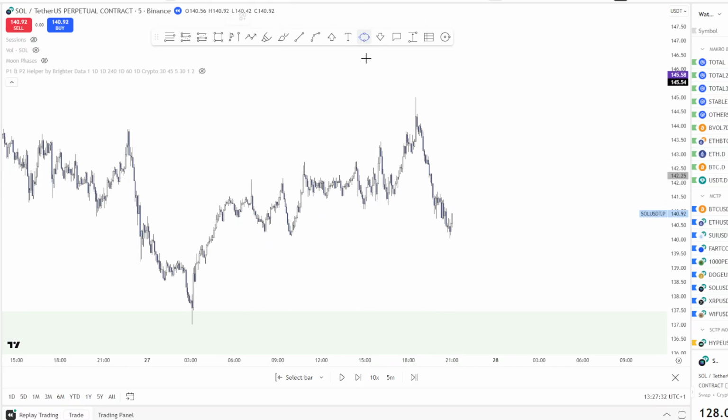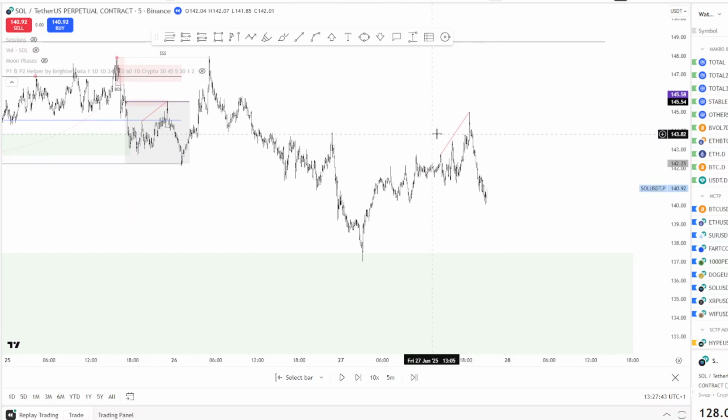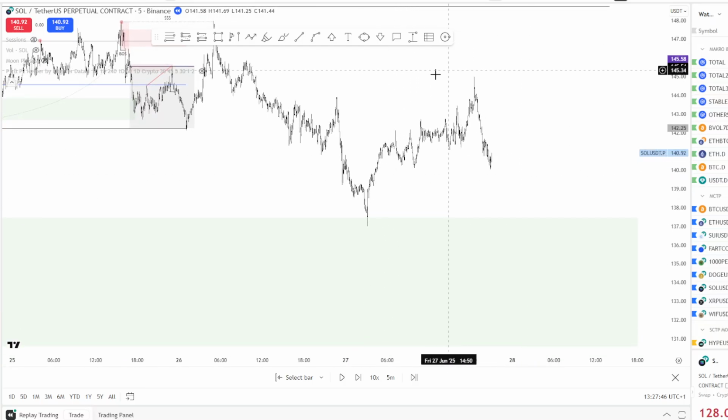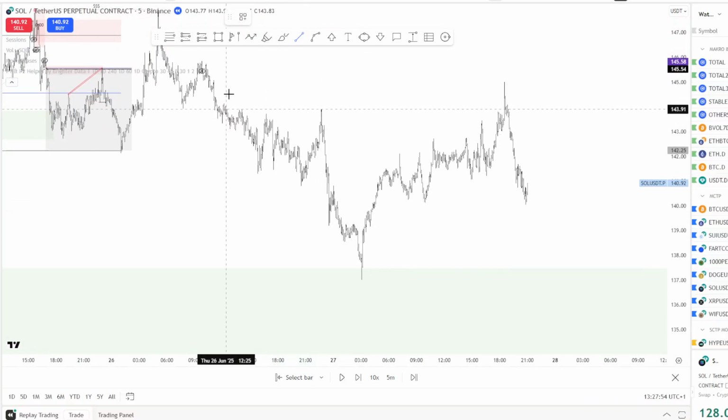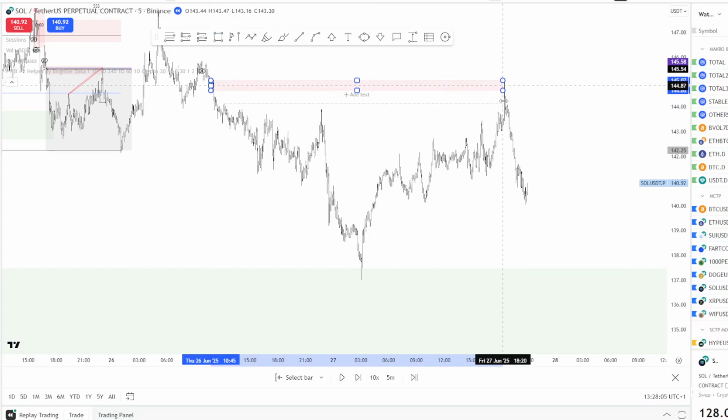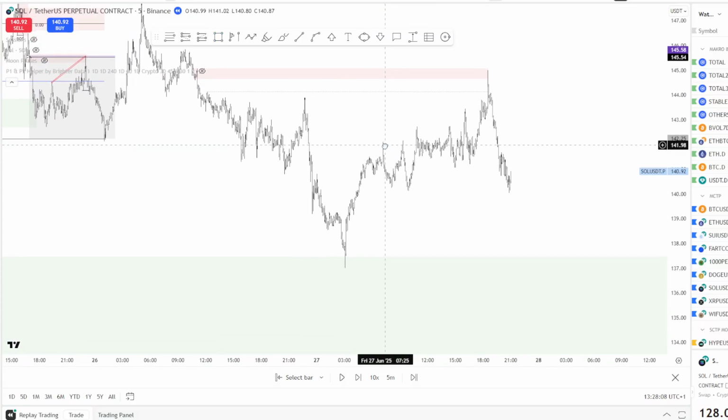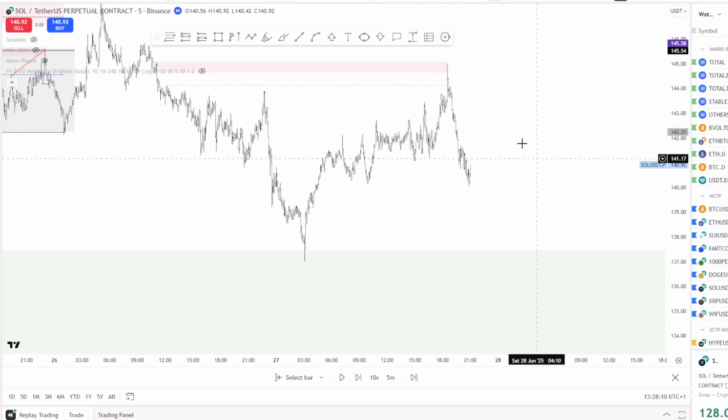Here is some sort of a distribution we can see, or more like this. But this is nothing that we can trade, but it's nice to see, because in order to get from here to here, we need some sort of a distribution. We grabbed liquidity from here. We rejected from this structure supply and went down. So nothing we could trade, but it's nice to see.